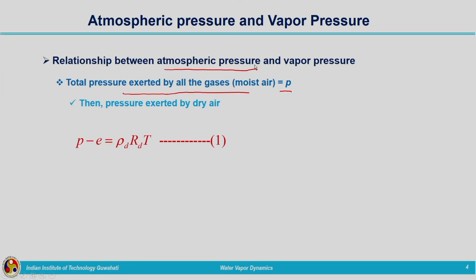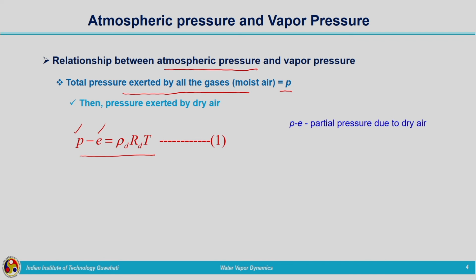So, the pressure exerted by dry air can be written as the difference between the atmospheric pressure and the vapor pressure exerted by the water vapor. That is what is written here: P minus e is equal to rho d Rd T. P is the atmospheric pressure, or the total pressure, and e is the vapor pressure exerted by the water vapor. So, the difference between P and e gives you the pressure exerted by dry air, which can be represented in this form, rho d Rd T, by making use of the ideal gas law.